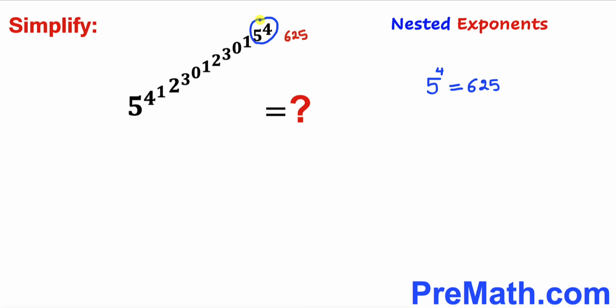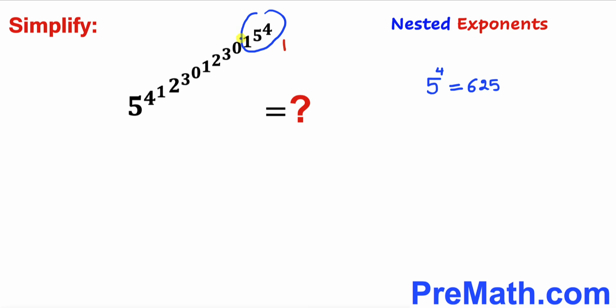Now we are going to take care of 1 power 5 power 4. That is same as writing 1 power 625, since 5 power 4 is 625. And now we know 1 power 625 is equal to 1. So therefore this whole thing turns out to be equal to 1.